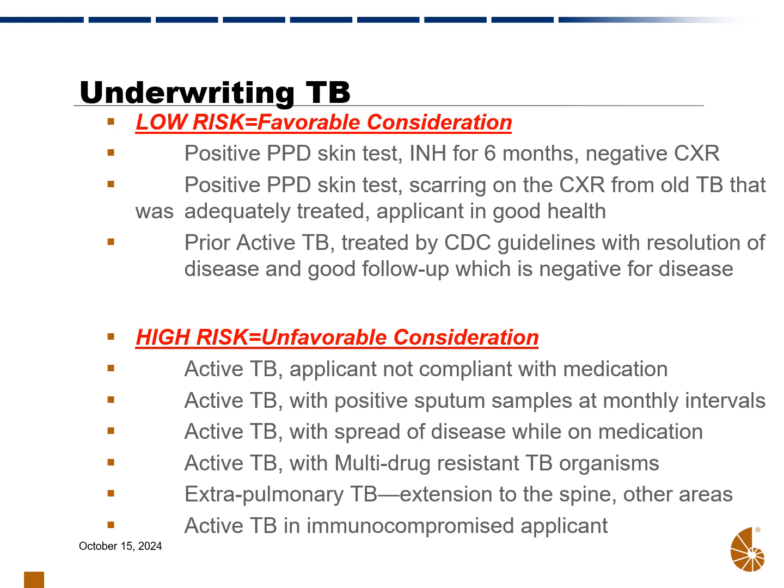High risk or unfavorable consideration would be active TB, where the applicant is not compliant with medication, active TB with positive sputum samples when they're checked at certain intervals, active TB with spread of disease while on medication, or active TB with multi-drug resistant TB organisms, or TB that actually gets outside of the lung and extends to other areas of the body like the spine, or active TB in an immunocompromised applicant, say somebody that's HIV positive and maybe is not taking their medication correctly and also has active tuberculosis. Those would all be the high risk categories.